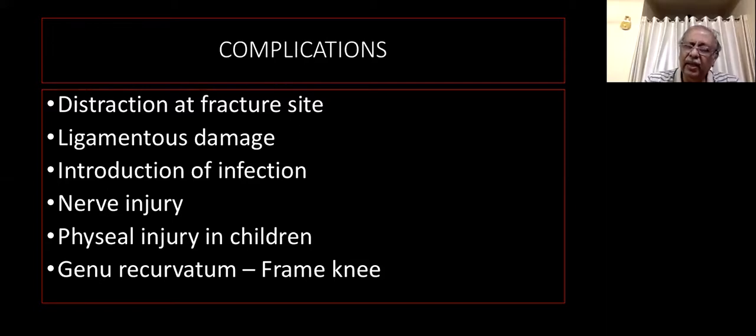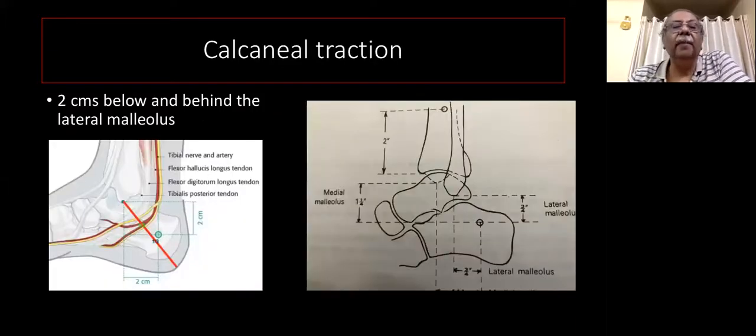And it was seen in those days when fractures were treated conservatively, and especially when tuberculosis of the knee joint was immobilized for a long period in a Thomas splint, it produced arrest of the upper tibial tuberosity apophysis, and it produced a genu recurvatum, and this is what is called the frame knee.